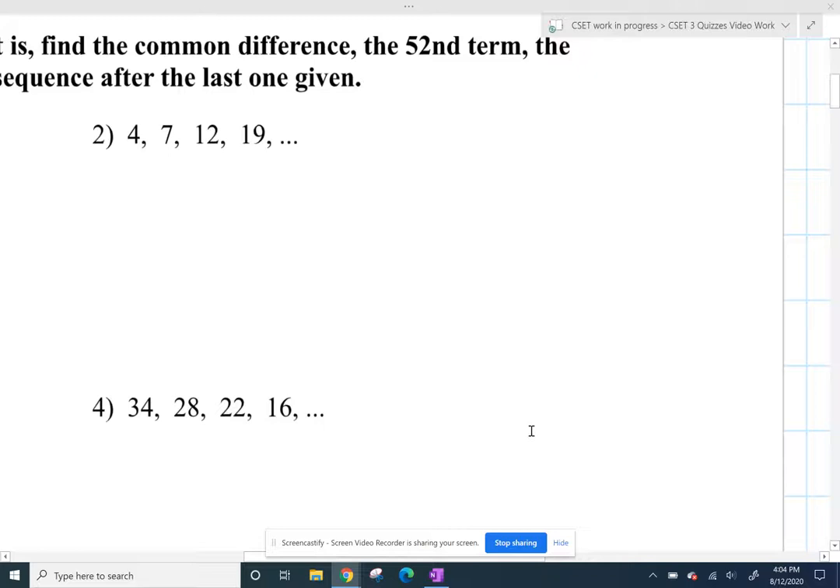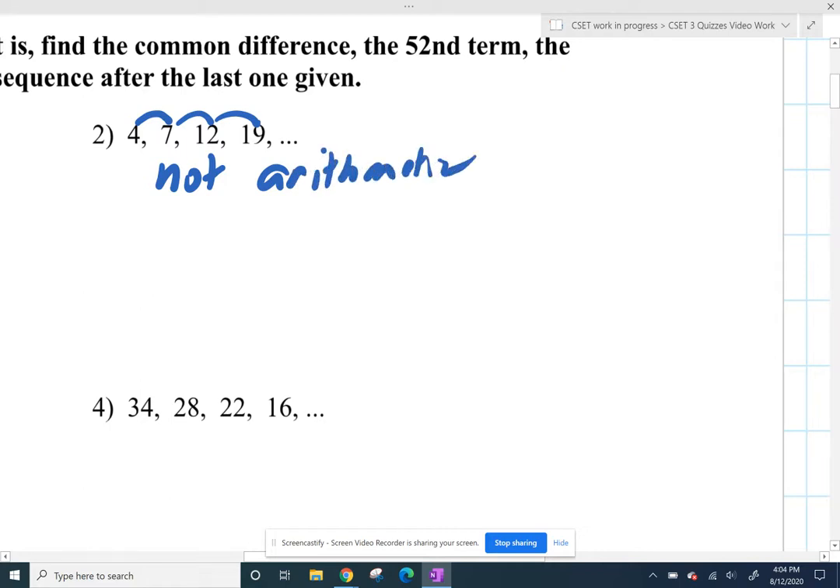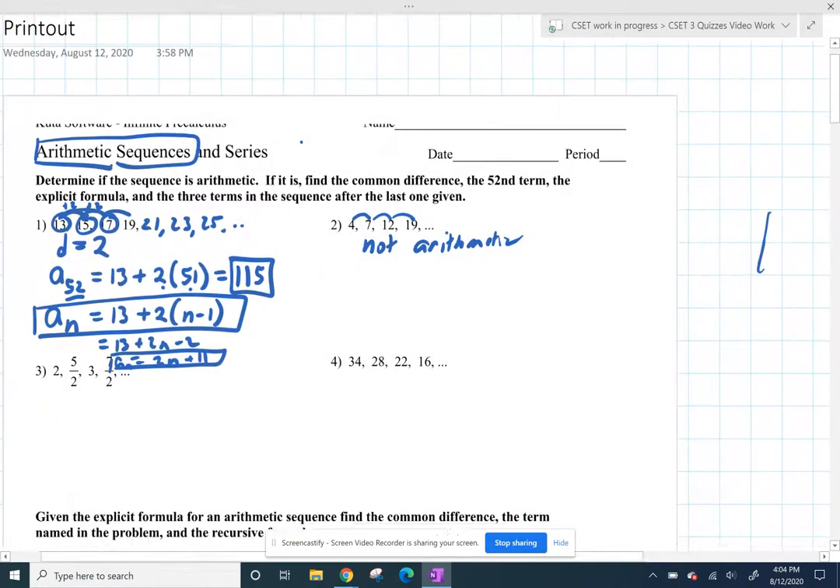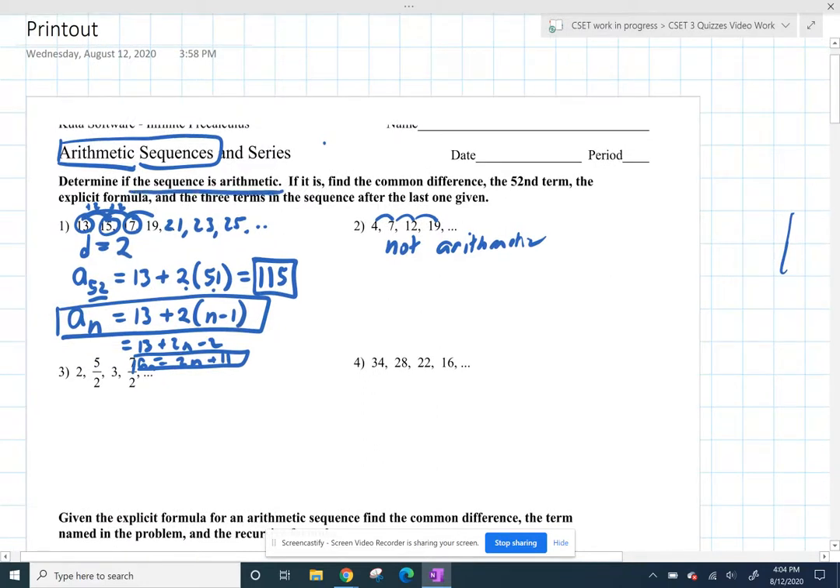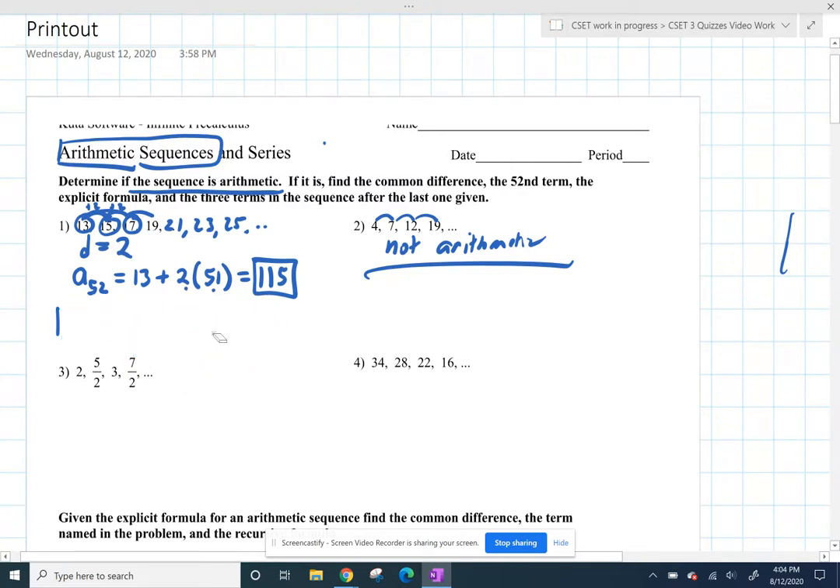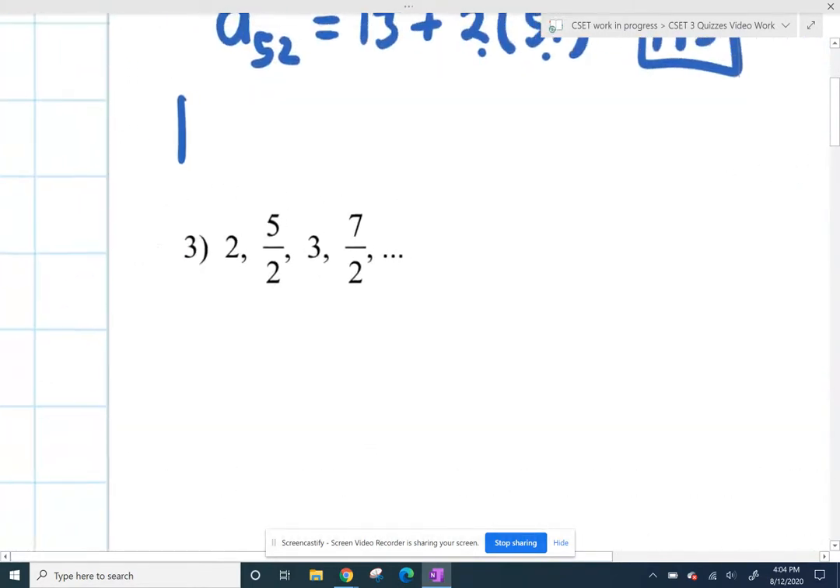All right, so we do it again. This one we're adding 3 and then 5 and then 7. So this does not seem to be arithmetic. Is that allowed in our description? Yeah, determine if it's arithmetic. This is not arithmetic. You have to be adding the same thing every time to be arithmetic, so it's no good. Let's see what this next one says.